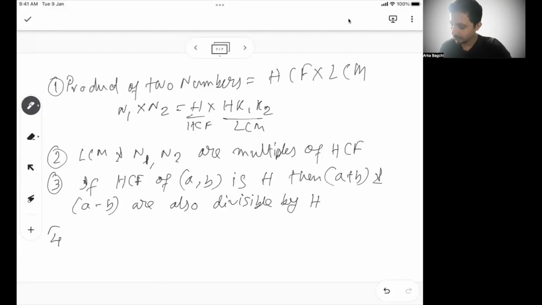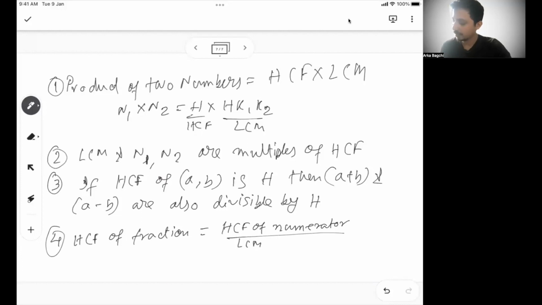The next important thing is for fractions. So the HCF of fractions is equal to the HCF of numerators divided by the LCM of denominators.